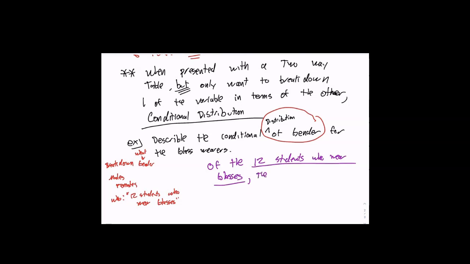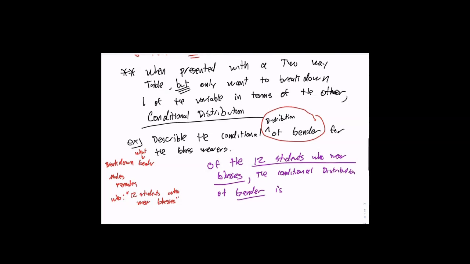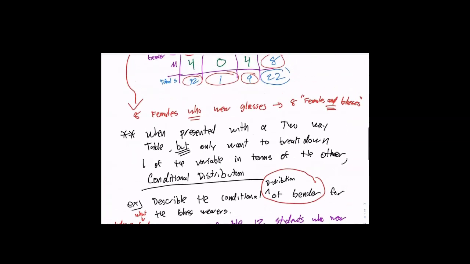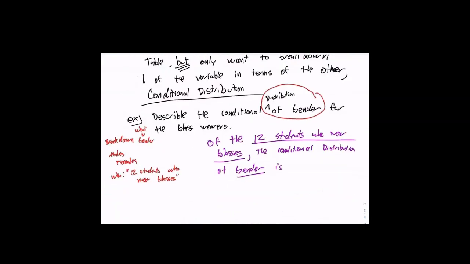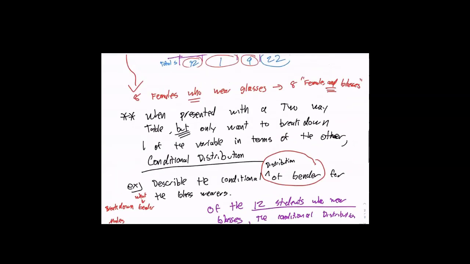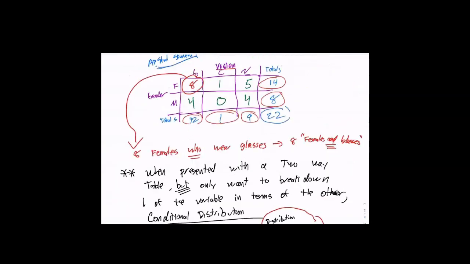The conditional distribution of gender. So of those glass wearers, how many are males? How many are females? That's 12. How many males of those glass wearers? 12 total: 4 males and 8 females. There we go.